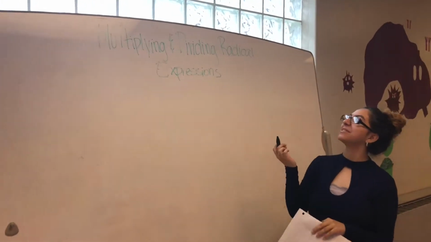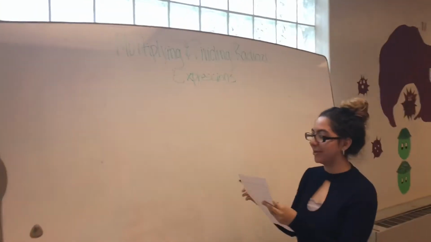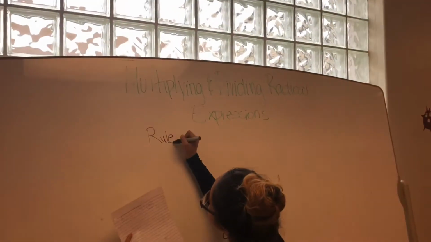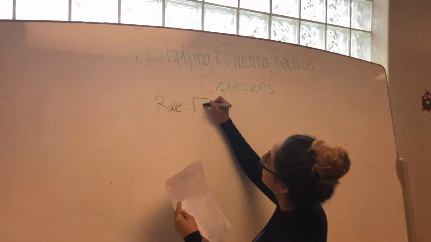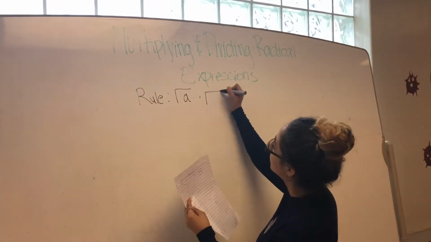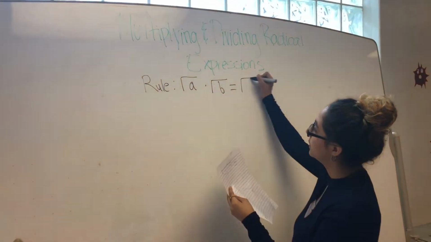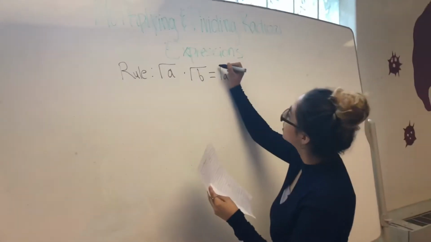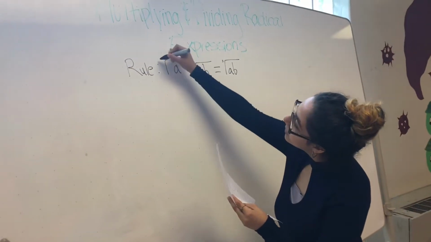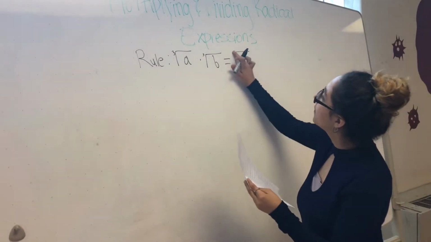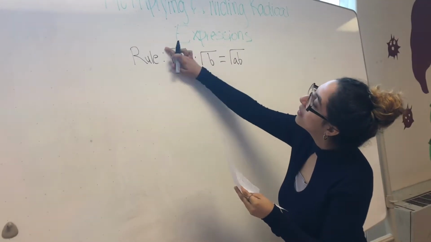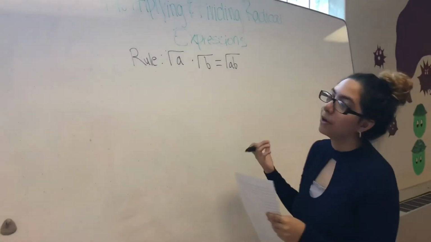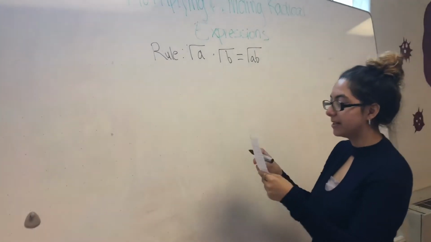I'm going to be doing multiplying and dividing radical expressions. The rule for that is the square root of a times the square root of b equals the square root of a times b, and if it was cubed, then you would just put a cube root right here. First we're going to start with multiplication. For multiplying, you add the exponents.